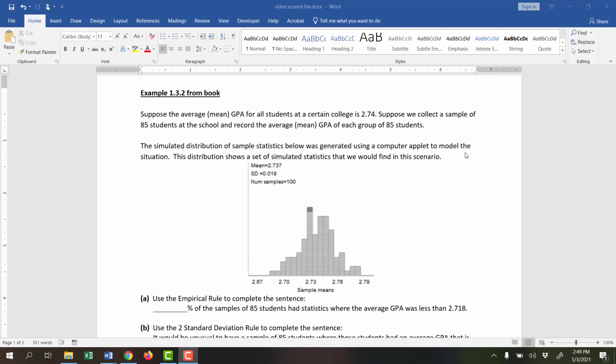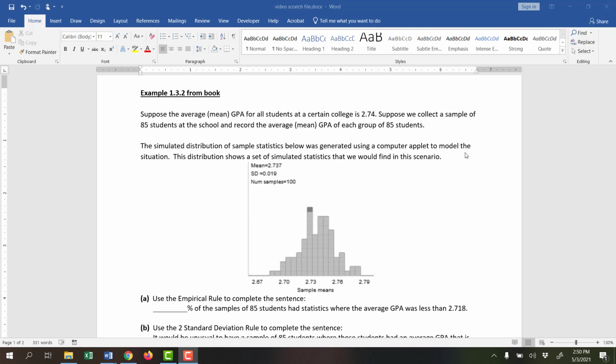In this video, we're going to go through an example from the book where we explore the empirical rule and the two standard deviation rule in order to identify statistics that are unusual versus those that are usual and expected.